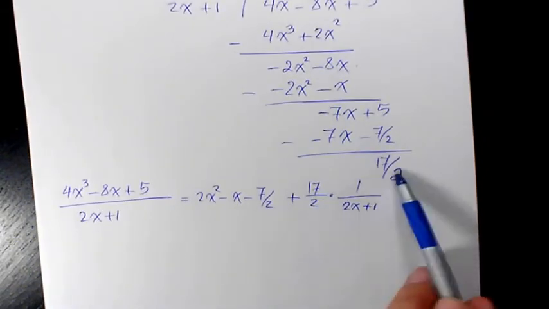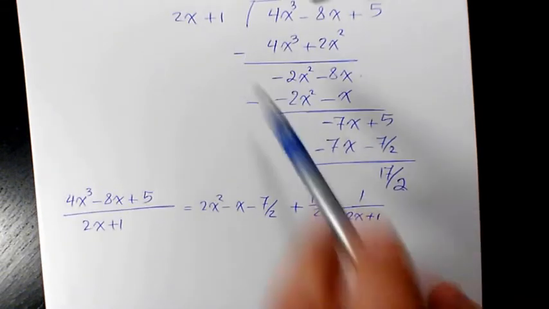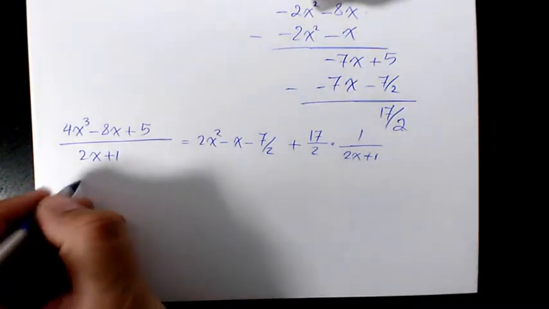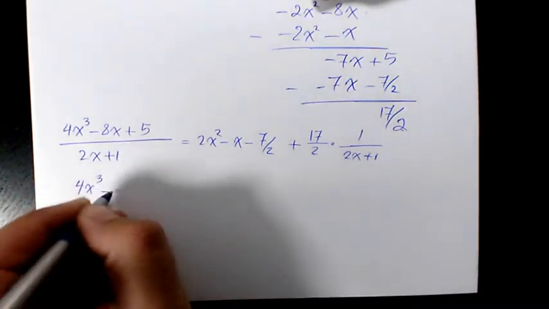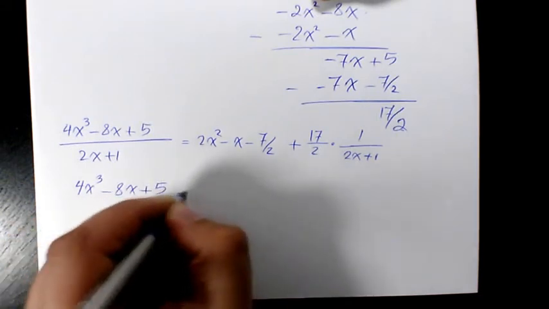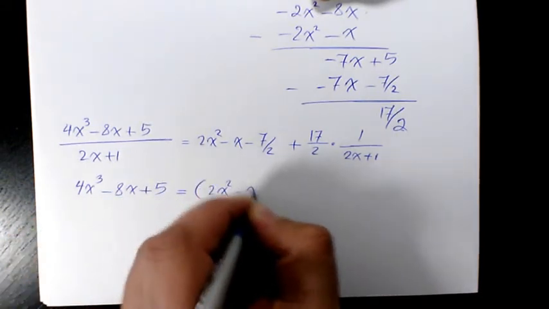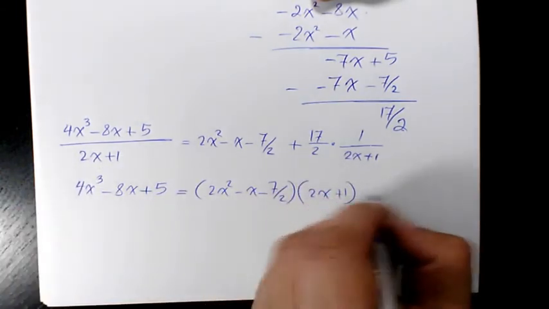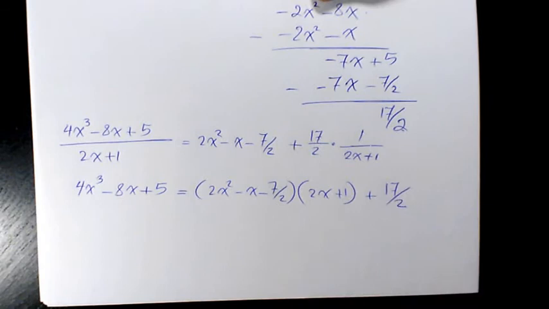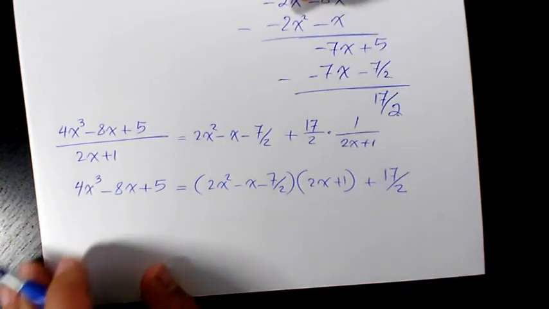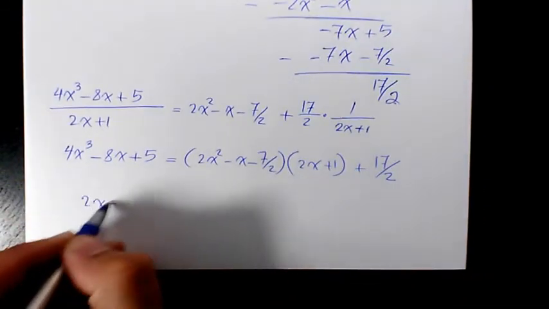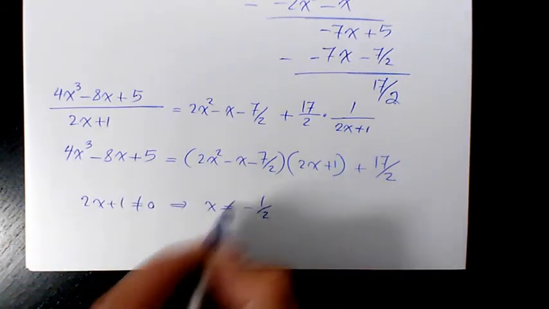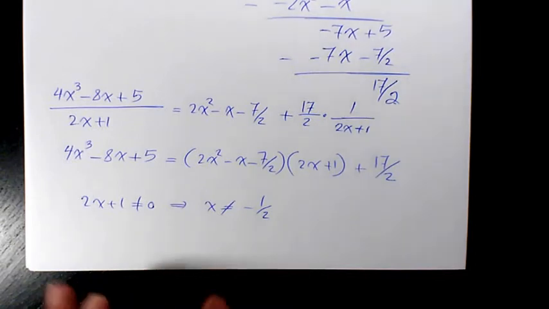Because 17 over 2 is the remainder, it has to be over 2x plus 1. Or we can say the corresponding statement: 4x cubed minus 8x plus 5 equals (2x squared minus x minus 7 over 2) times (2x plus 1) plus 17 over 2. And the restriction is that 2x plus 1 cannot be equal to 0, which means that x cannot be negative 1 over 2.